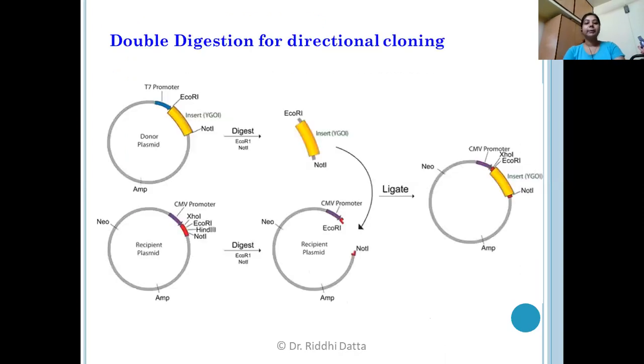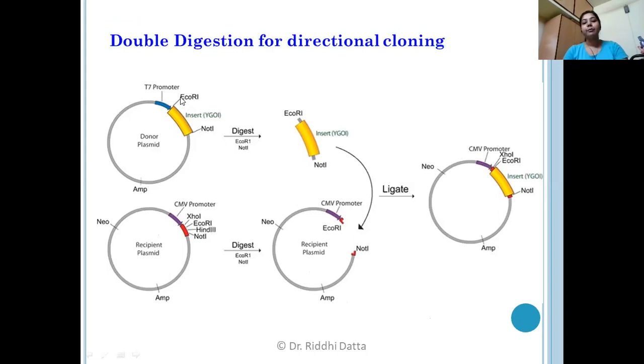Next is double digestion. So what is directional cloning and double digestion? We all know that in order to express a gene, we need to place it inside the expression cassette. So what is an expression cassette? Expression cassette means we need to put the gene in such a way so that it has a promoter in front of it and a terminator at the end of it.